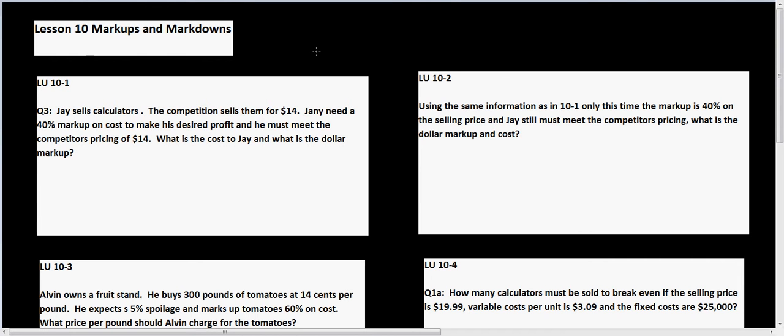Hello, welcome to this tutorial on markups and markdowns. We're going to take a look at a few different things relating to markups and markdowns.